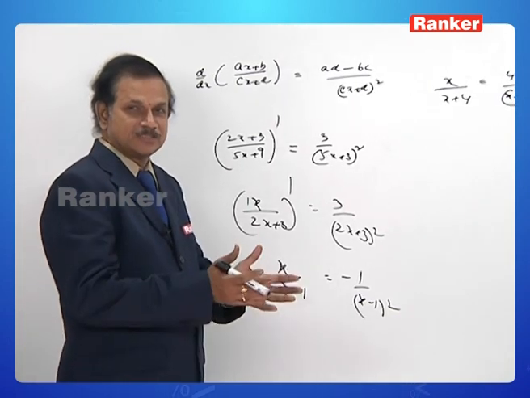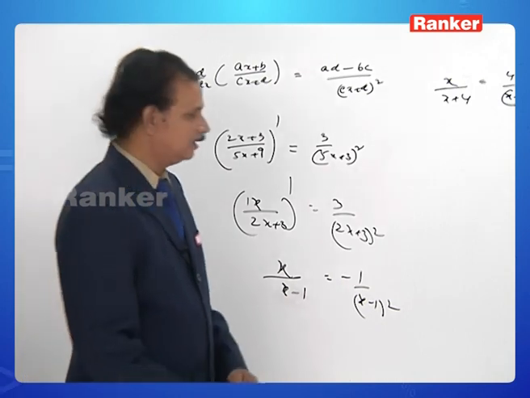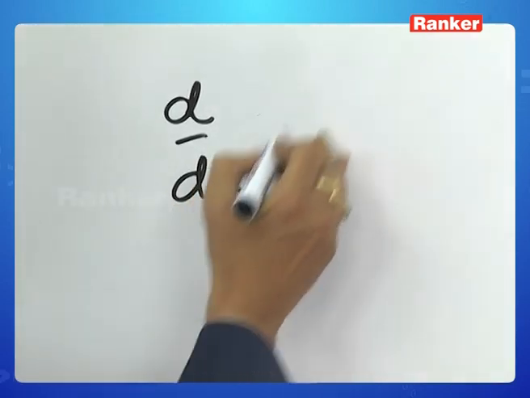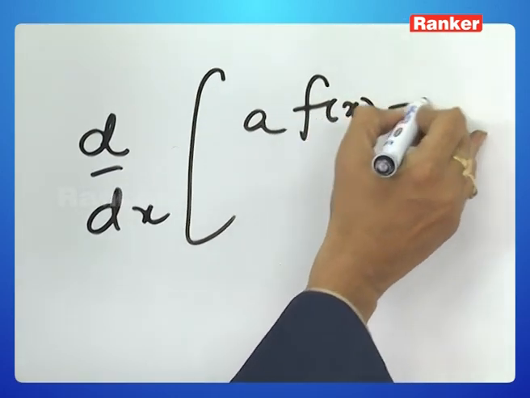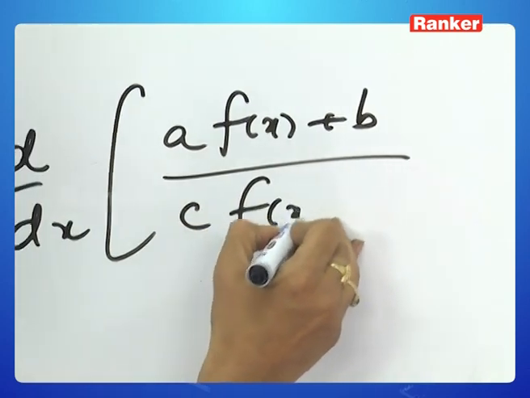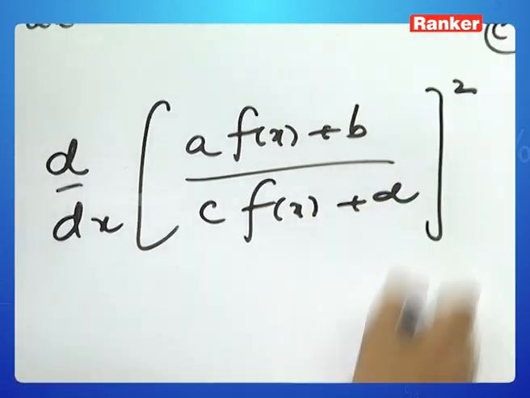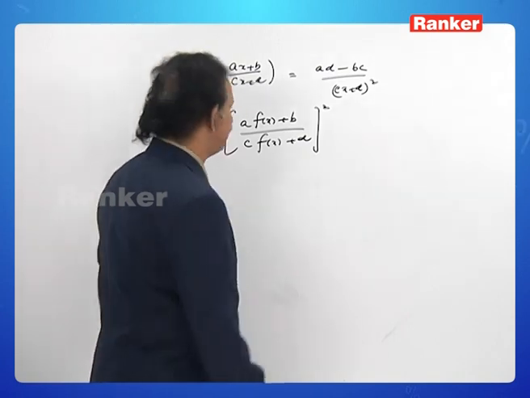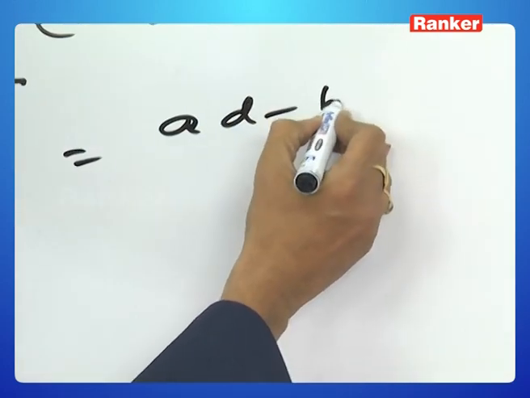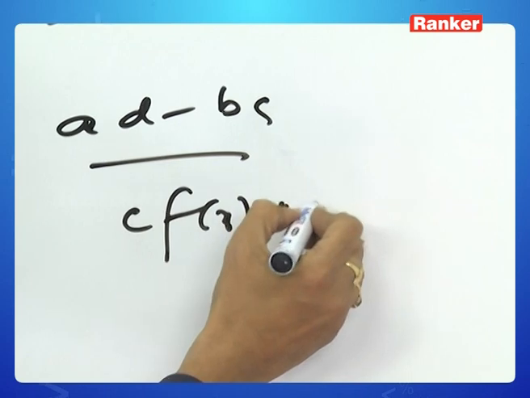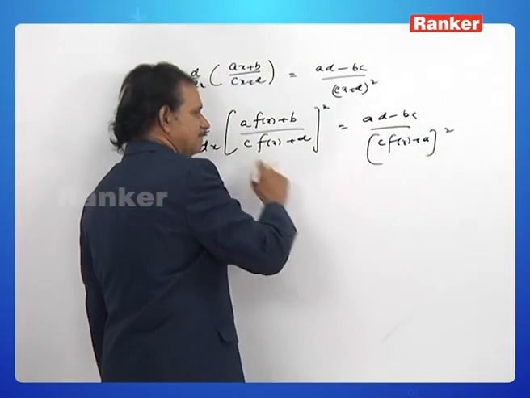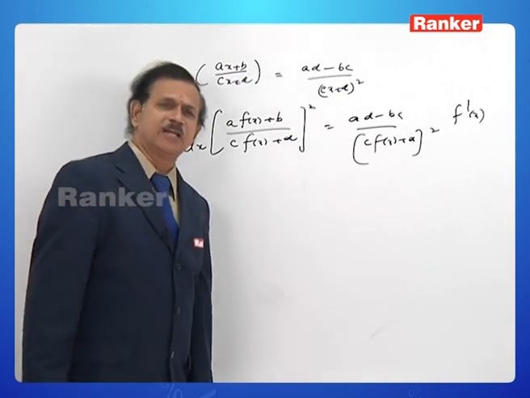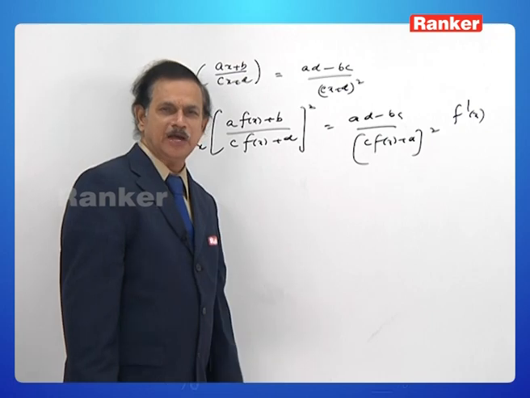Now, let us observe this in another corner, that is through another angle. Let us see. If you have d by dx of a into f of x plus b by c into f of x plus d whole square. What can you see? As in the previous case, ad minus bc by denominator whole square, that is c f of x plus d whole square, into, for f of x, its derivative is f dash x. And it will be very clear if you can look at some numerical applications to that. We shall now do that.